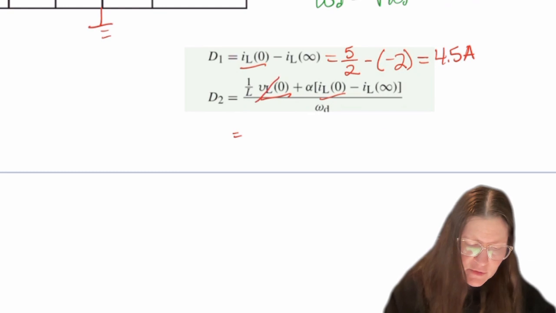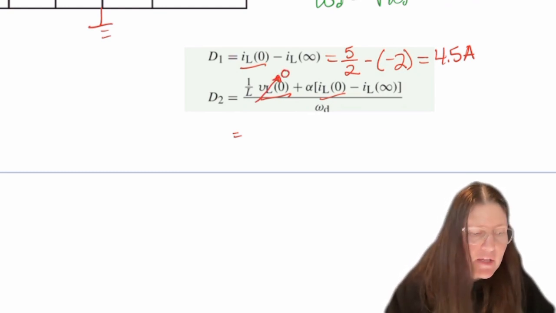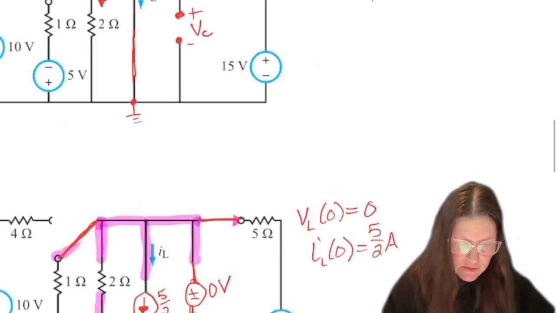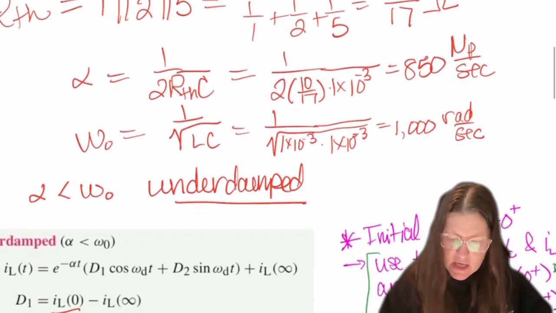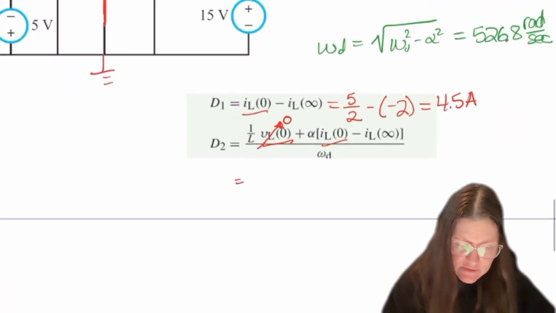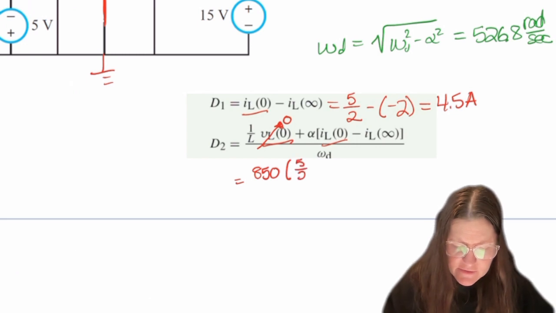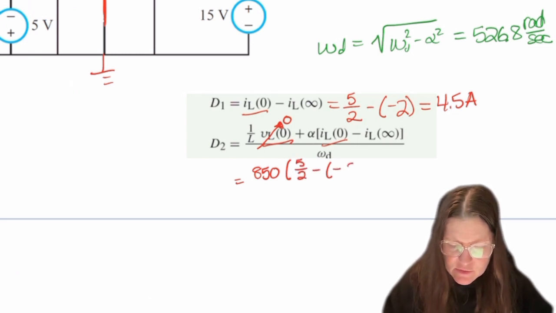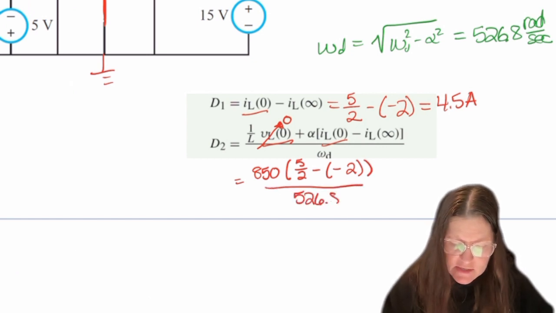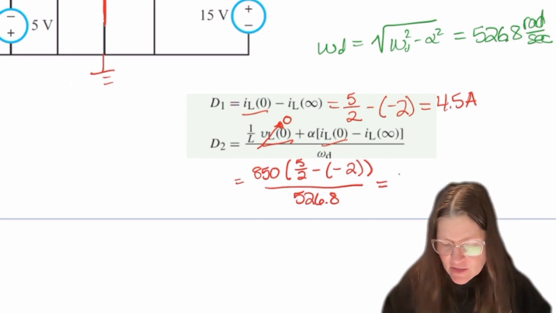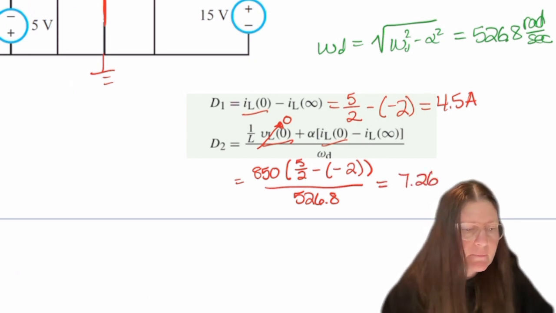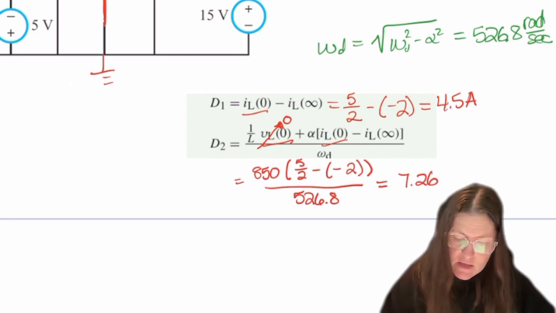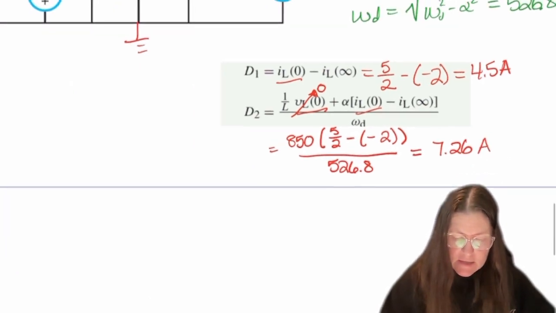And then for D2, we had VL of 0 was 0, so that makes that easy. And then we have a plus alpha, which was, where was alpha? 850. So we have 850, and then IL was the 5/2 minus a -2, all over the 526.8, and that gives a value of 7.26. And these are in amps.